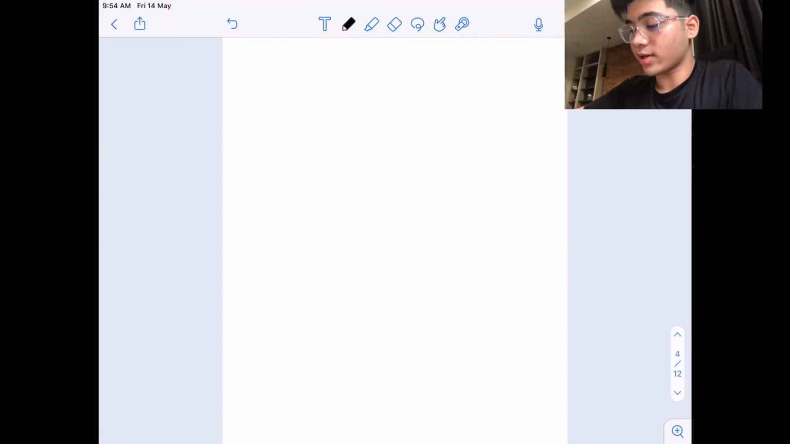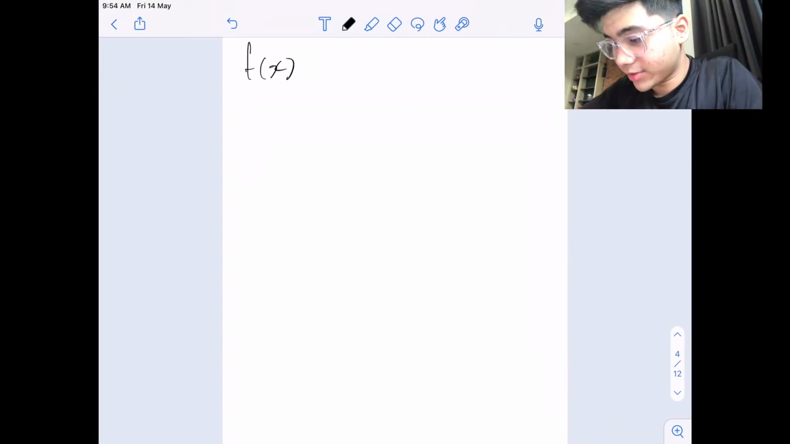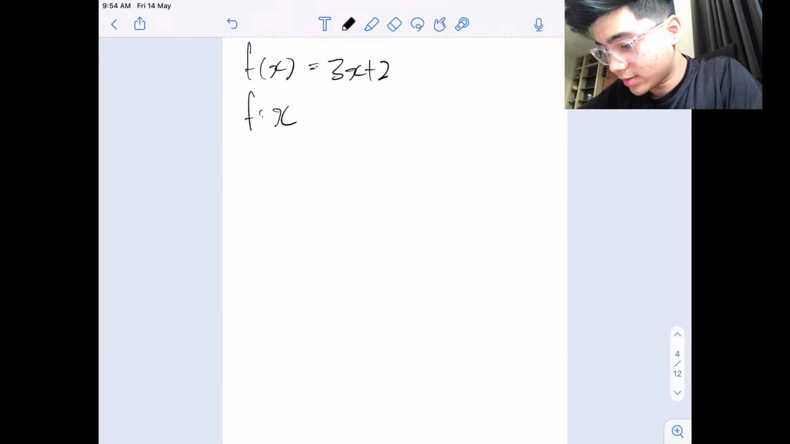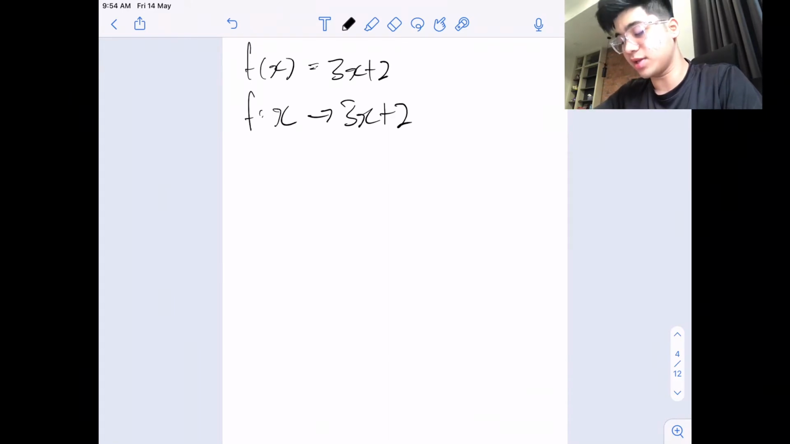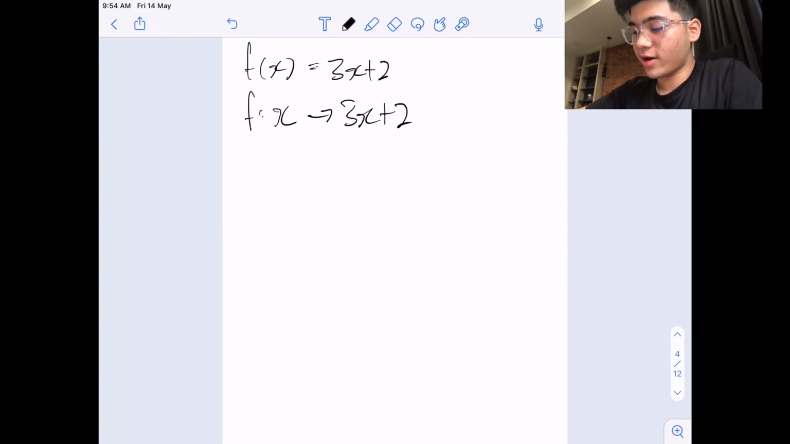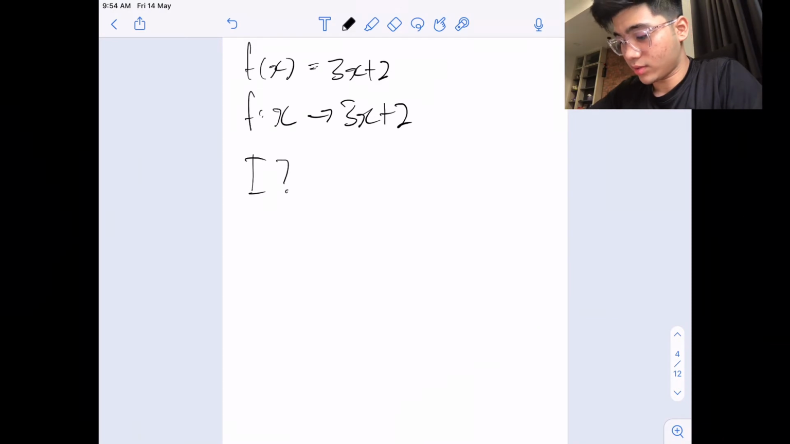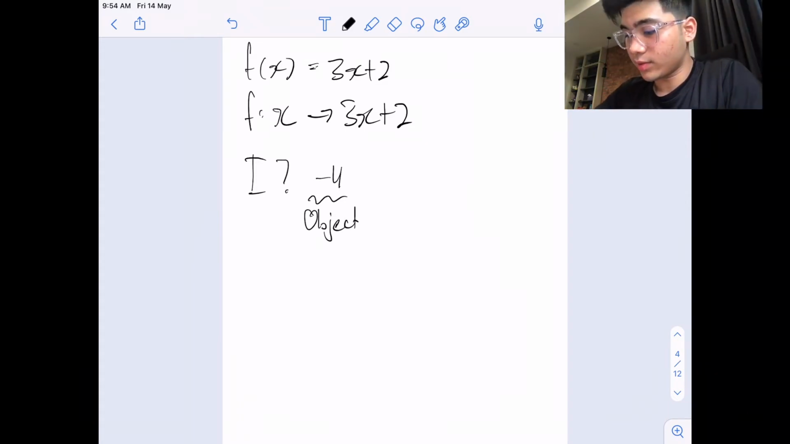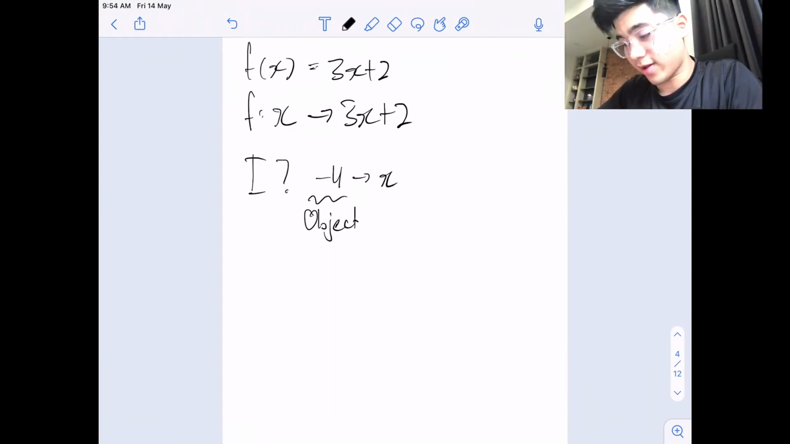Alright, now let's look at an example of a function. So usually functions will be written like this or even like this. Basically, both give the same meaning. Now, usually questions would ask you, find the image of -4. That would mean that -4 over here is the object. So how do we find that? Usually, you would just put -4 into the x in f(x).